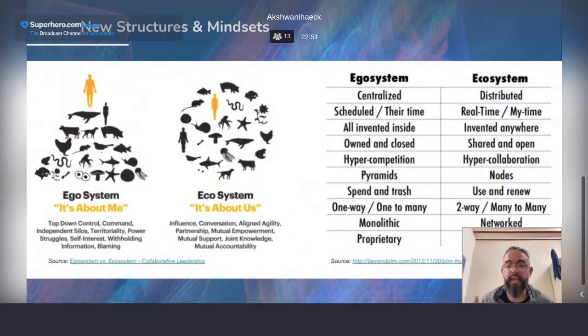We are in a paradigm change. It's not about me. It's not about the CEO of the company. It's about community. It's about distribution. It's about sharing and being open. It's about improving collaboration. Okay.